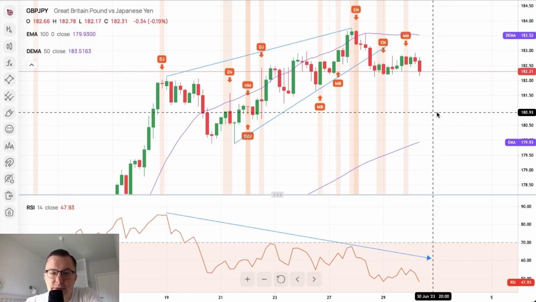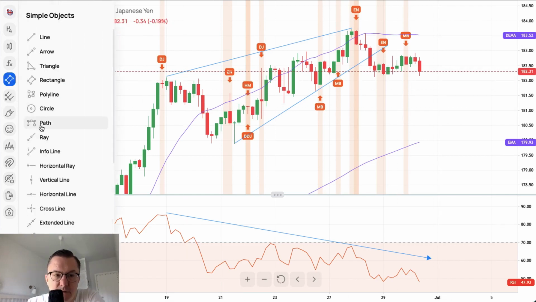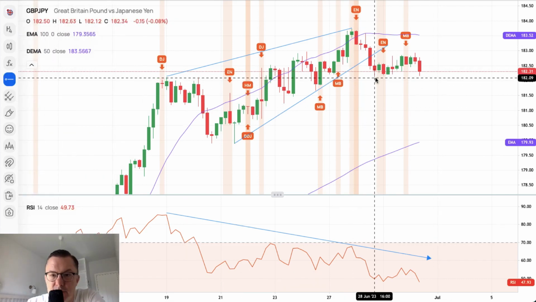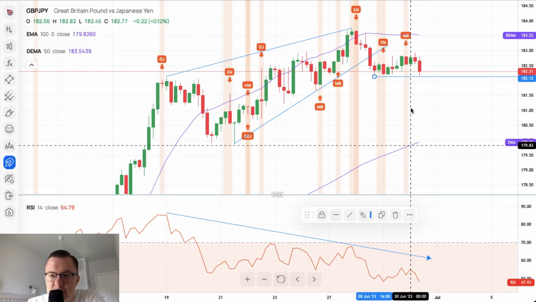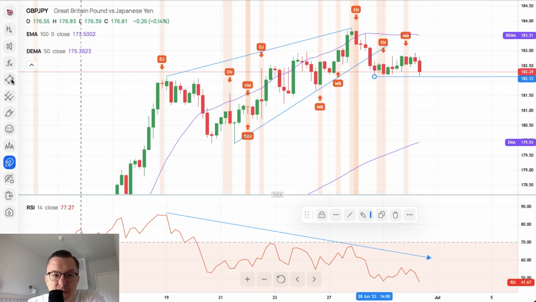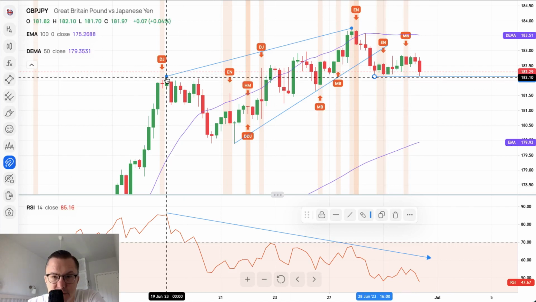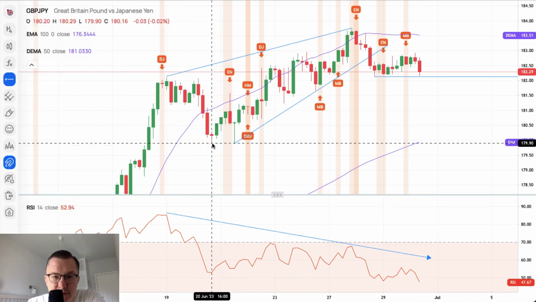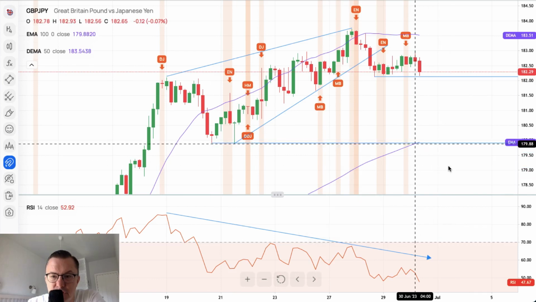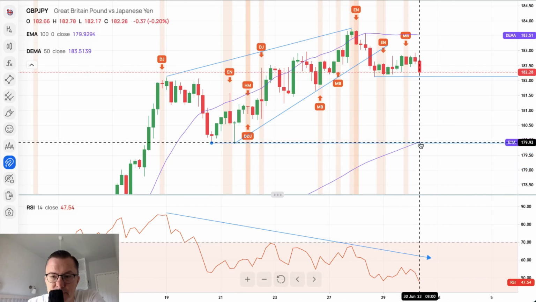So maybe this time we will have some sort of deeper correction soon. The first intraday technical support is 182.12, which is of course very close to the last swing high, but the key technical support is 179.90, which is located just above the 50 periods moving average.